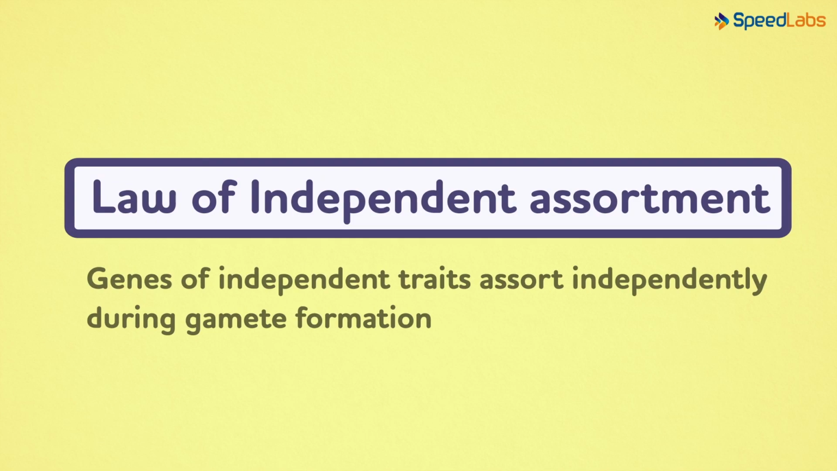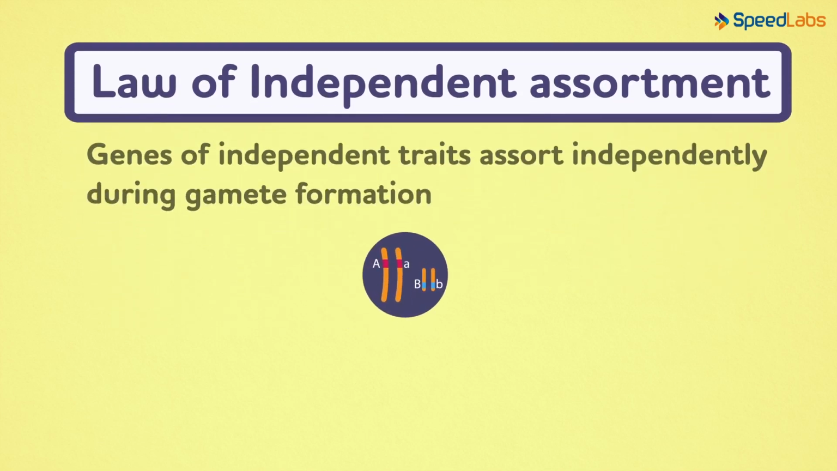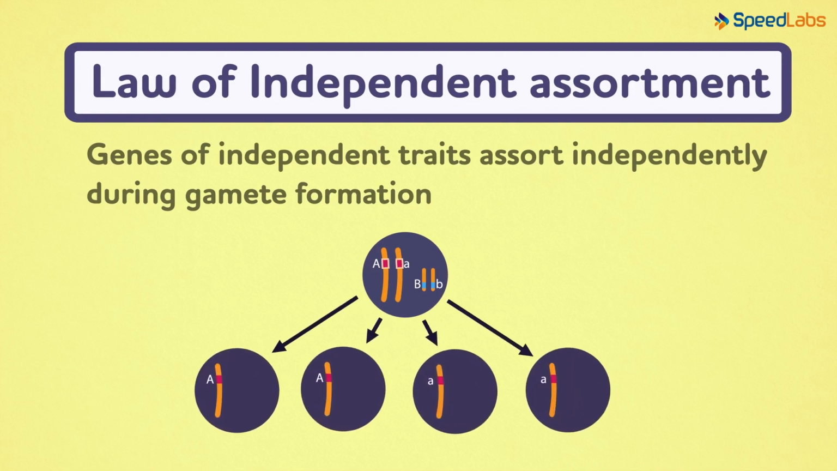So if we get back to the same example, here the alleles of gene A, that is A and a, will get assorted in the gametes independent of the two alleles of gene B. This is why we can say that the genes can get distributed randomly during gamete formation.